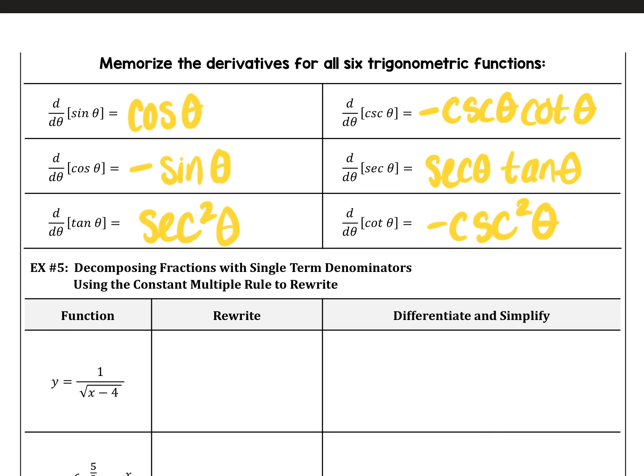Equals cosine. Cosine. Yeah. It's squared.